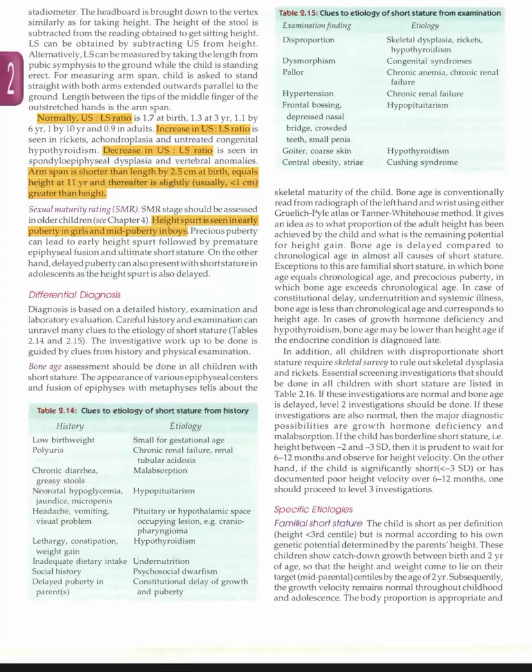Differential diagnosis. Diagnosis is based on detailed history, examination, and laboratory evaluation. Careful history and examination can unveil many clues to the etiology of short stature. The investigative workup to be done is guided by clues from the history and physical examination. Bone age assessment should be done in all children with short stature. The appearance of various epiphyseal centers and fusion of epiphysis with metaphysis tell about the skeletal maturity of the child.